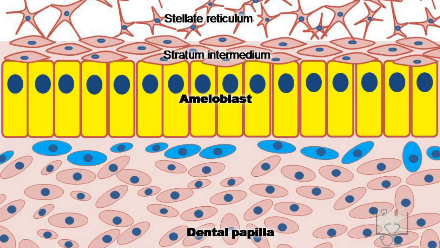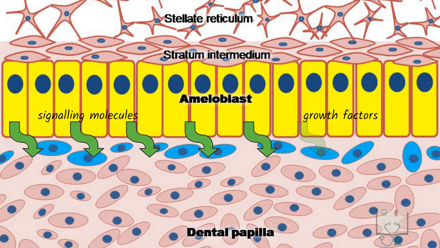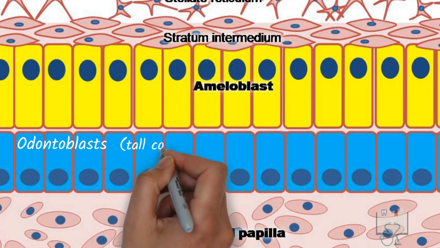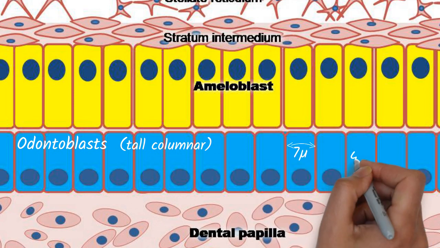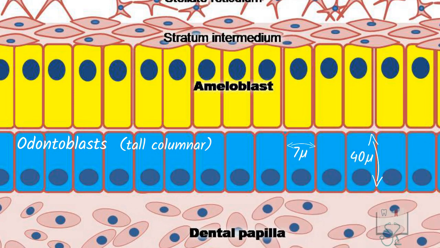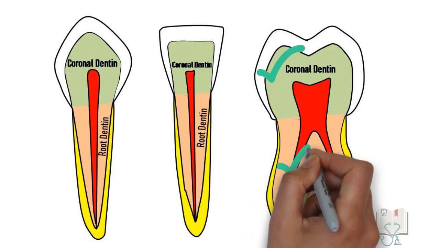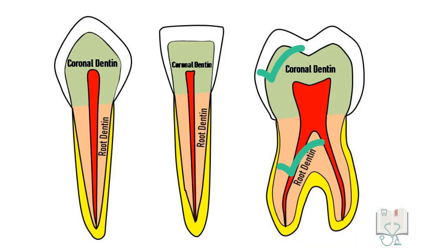The ameloblasts then release signaling molecules and growth factors, because of which the undifferentiated cells of the dental papilla differentiate into odontoblasts. Odontoblasts are tall columnar cells, around 7 microns in diameter, 40 microns in length, and with the nucleus positioned towards the dental papilla. Now the differentiation of root dentin odontoblasts.